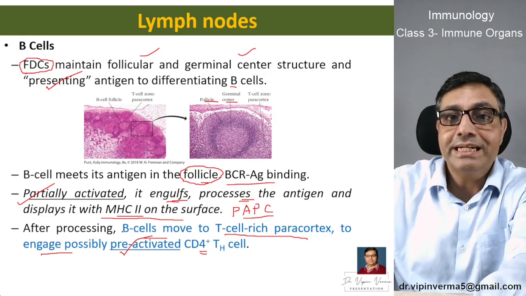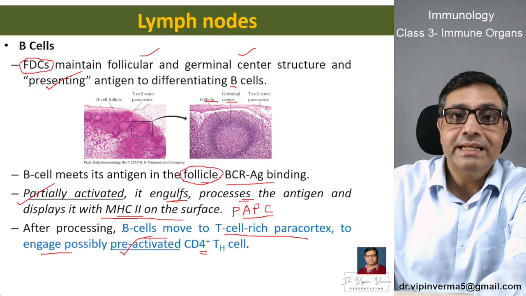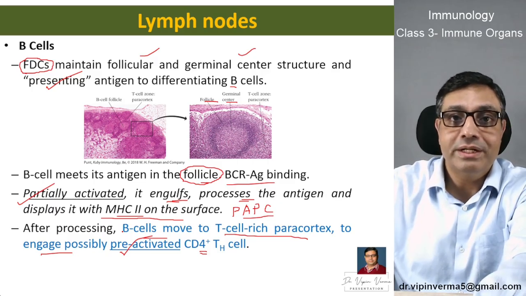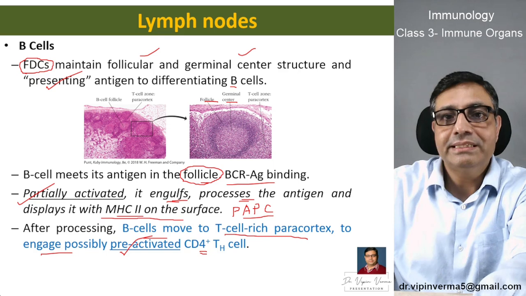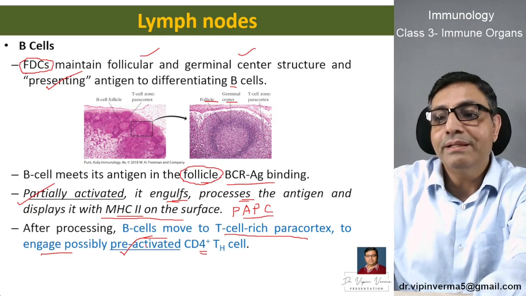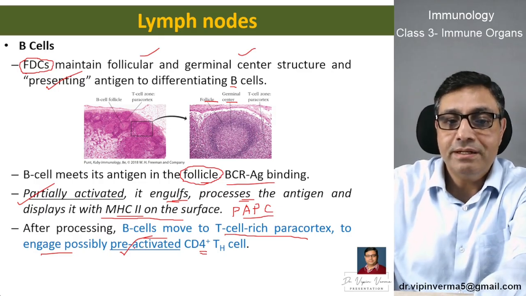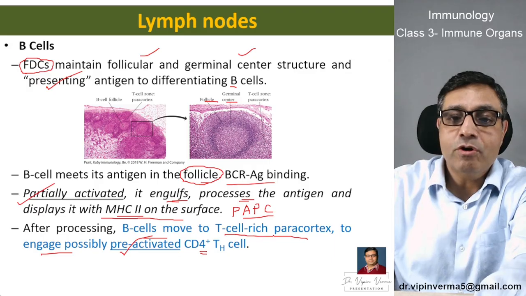That means they are already activated and in a position to secrete cytokines immediately, because if they are not pre-activated, it will take some time, maybe days, to activate the TH cells. But here these are pre-activated cells, and most likely they will be found in the T cell rich paracortical region.